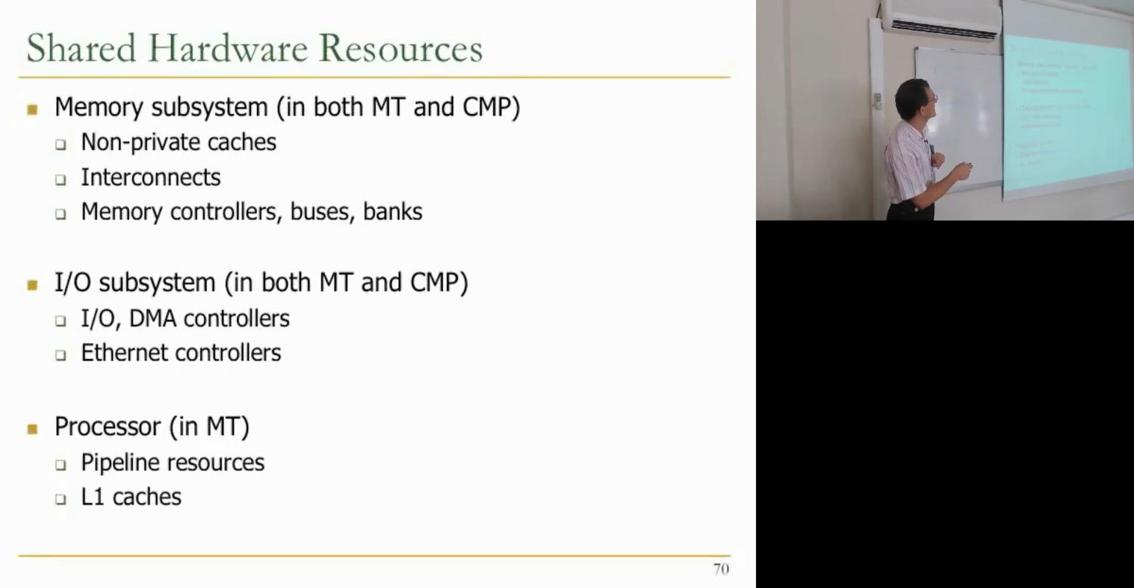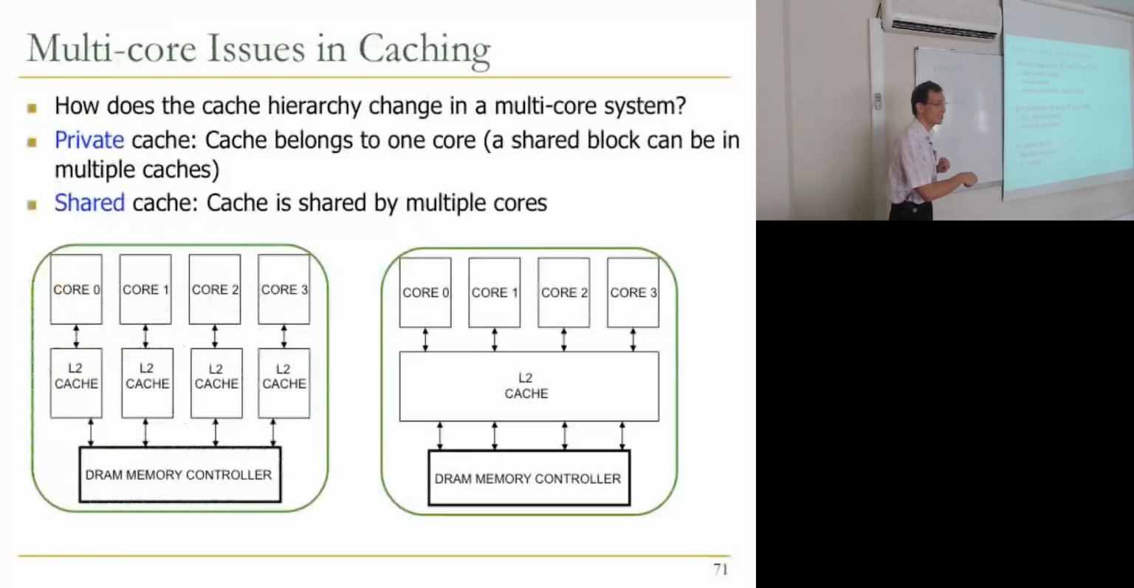What are these shared hardware resources? The memory subsystem in both multi-threaded and chip multiprocessor systems is shared. Non-private caches, interconnects, memory controllers, buses, and banks. The I/O subsystem is, again, shared. I/O, the DMA controllers, Ethernet controllers, they're all shared. And the processor is shared in the case of multi-threaded systems. The pipeline resources and L1 caches are also shared. So a multi-threaded system has the resource sharing to the extreme.